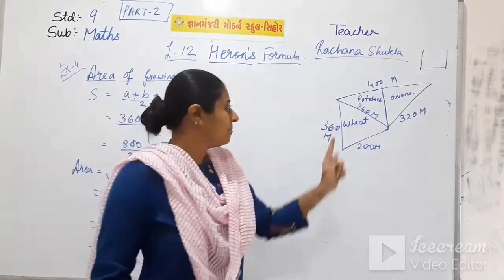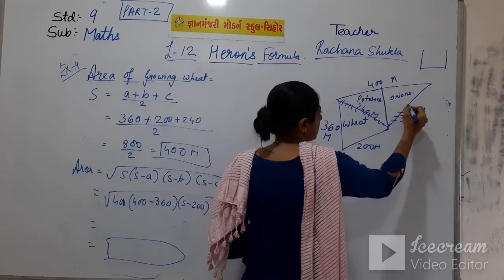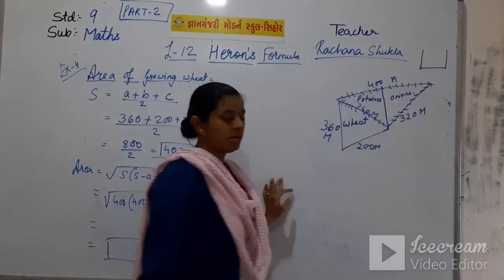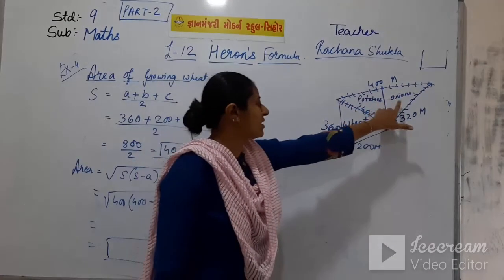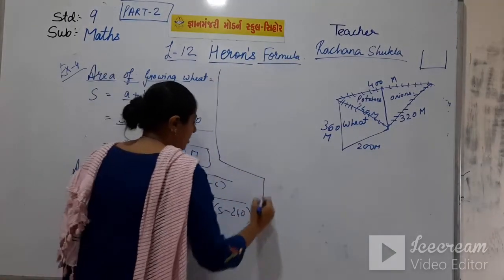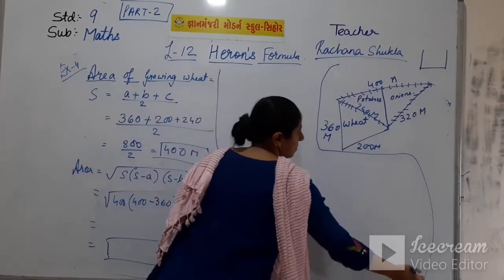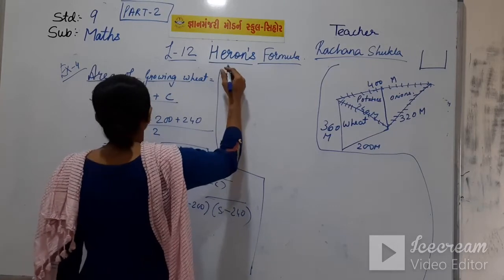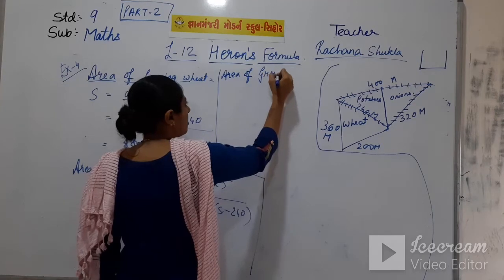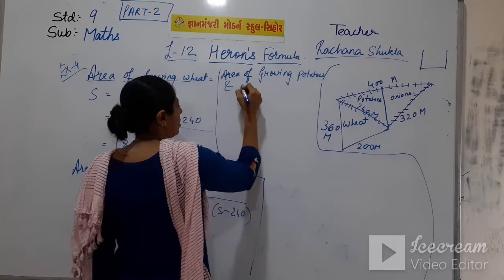Now we will move to another triangle, that is the total of potatoes and onions, and then we will divide it by 2. This whole triangle. We will find the area of this triangle. Okay, the whole of potatoes and onions. Then we will divide it by 2. So if we do it here, first of all, area of growing potatoes and onions.